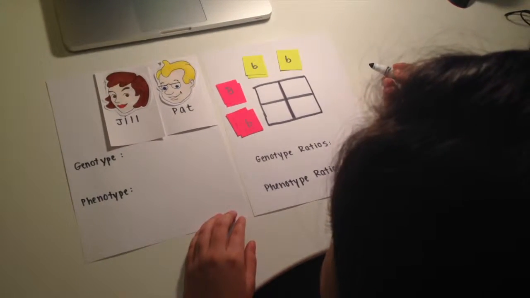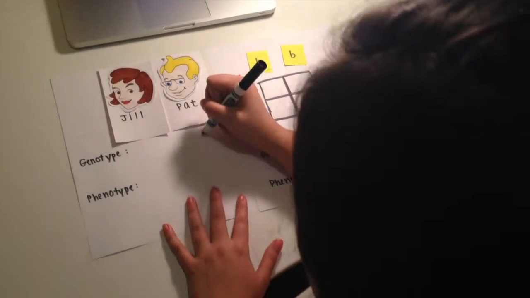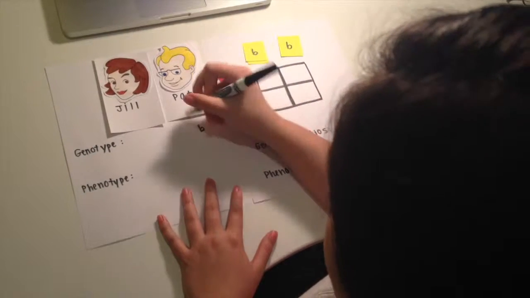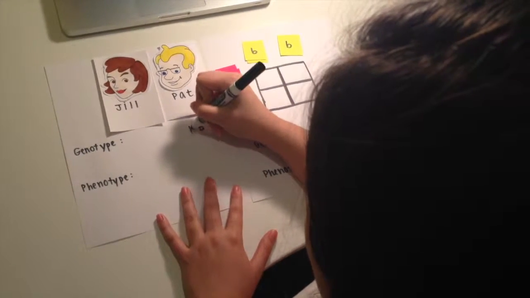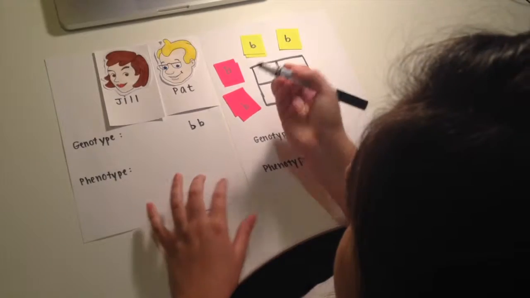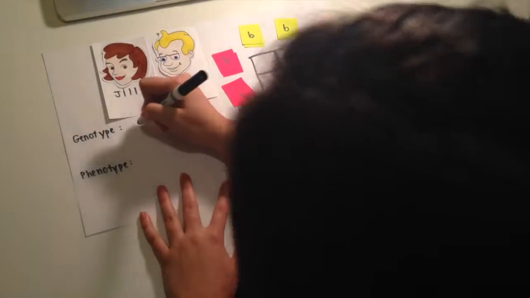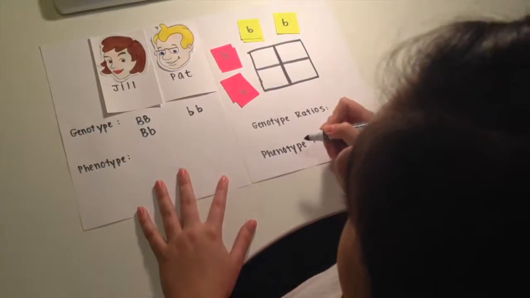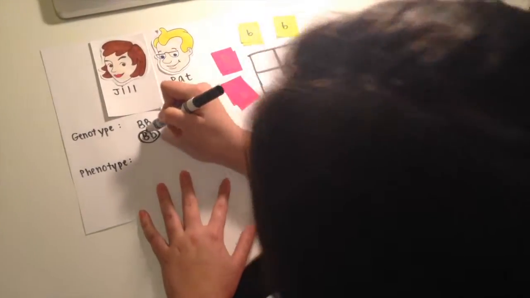So for recessive alleles, such as blue eyes, we would use the letter little b. Since it is recessive and it's being expressed, Pat's genotype has to be little b, little b. Jill, however, because she has the dominant trait, could be big B, big B, or big B, little b. In this example, we're going to say that she is big B, little b.